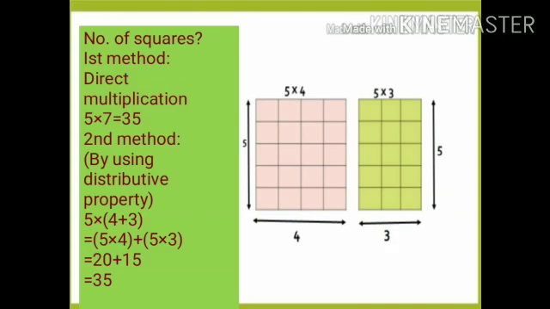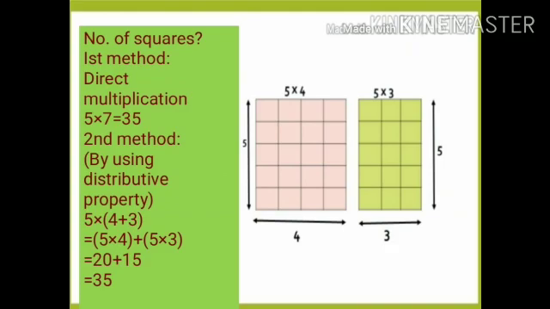Let's learn. Here the numbers are 5 and 7. What will we do? We will divide one of the numbers. We have divided 7 here into two numbers, 4 and 3. Or you can divide the number into 2 and 5 or 1 and 6 also, because 2 and 5 result is also 7.